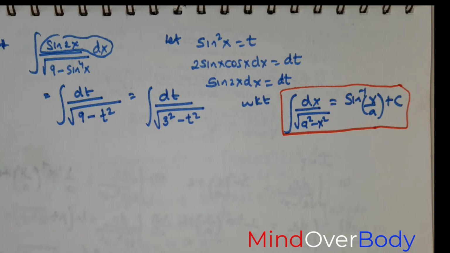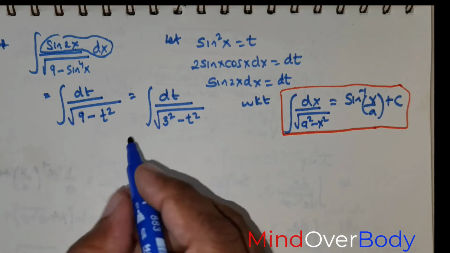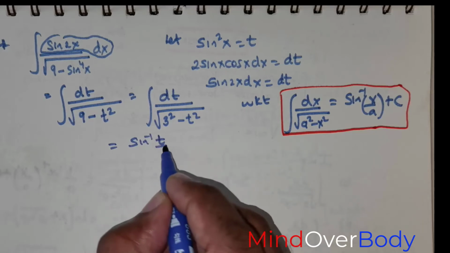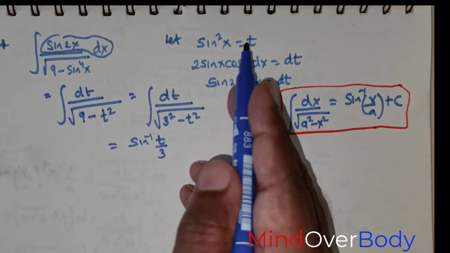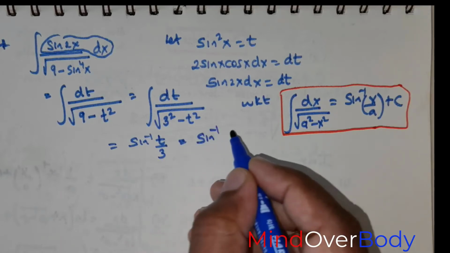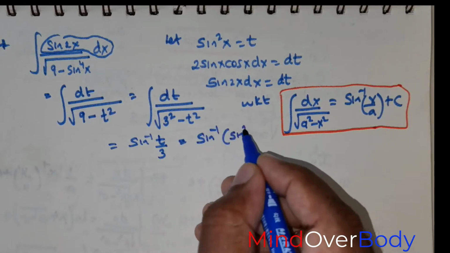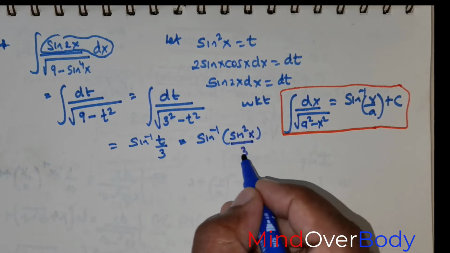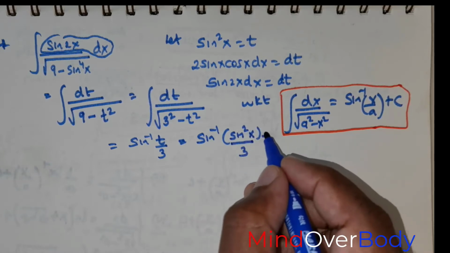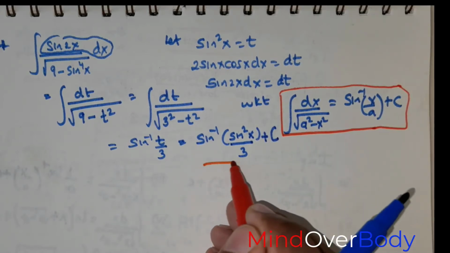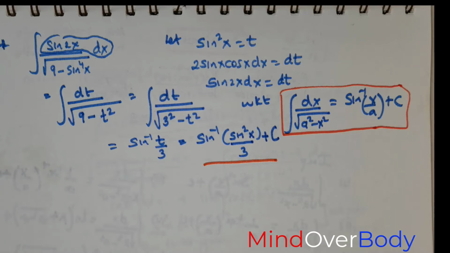So using this formula, I would be rewriting this as sine inverse of t over 3. But my t is sine squared x. So this is equal to sine inverse of sine squared x over 3 positive arbitrary constant c. So this is a good place for us to draw the red line for this question.